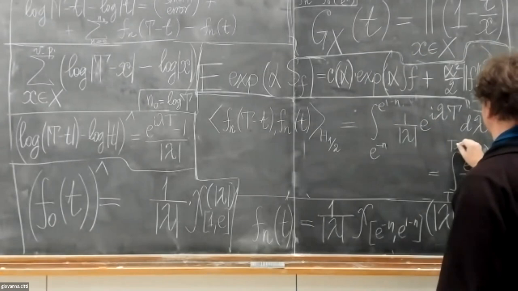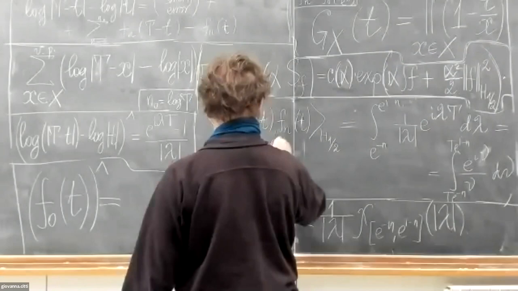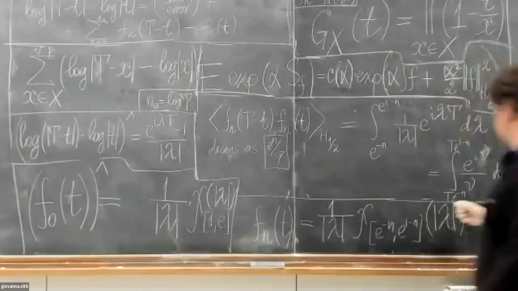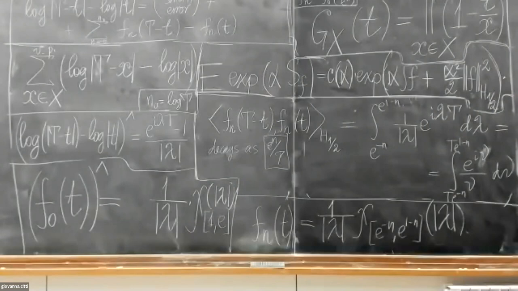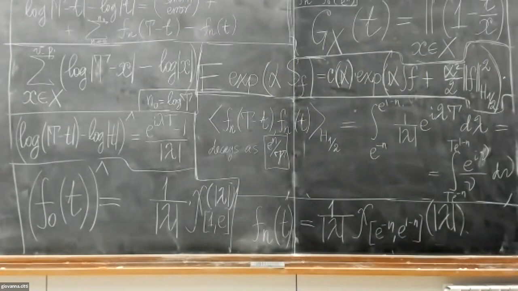And it is already very clear from what has been said so far that this decays as 1 over t. Not 1 over t, but e to the n over t, as is clear here. So as soon as t becomes bigger than e to the n, it starts to decay, and so they start to become more and more independent.